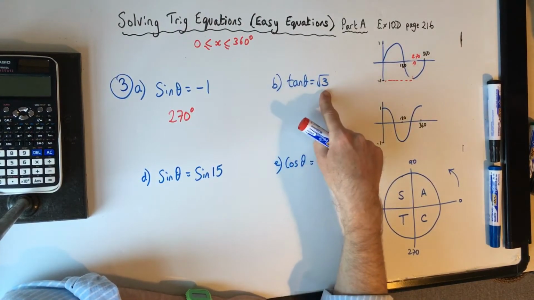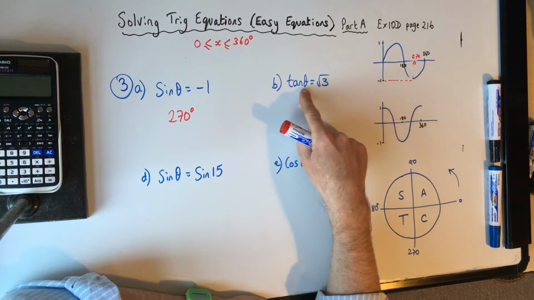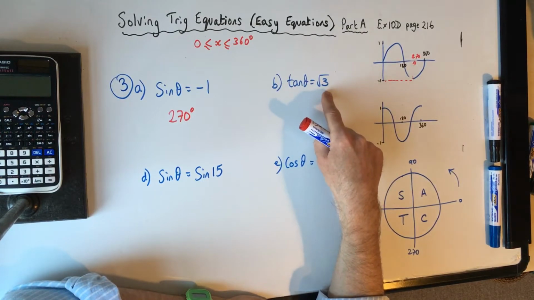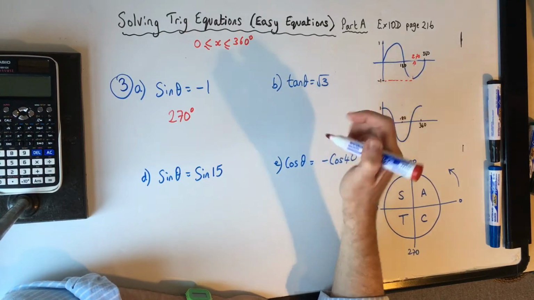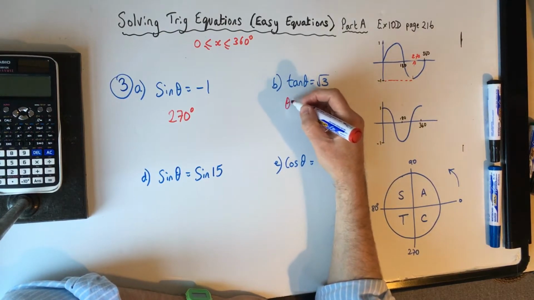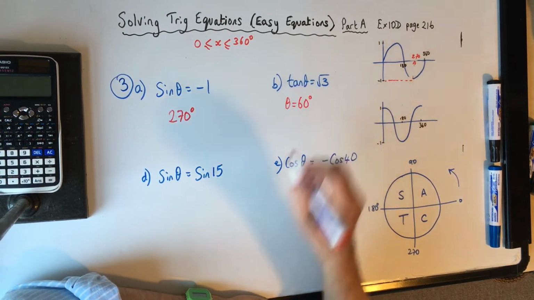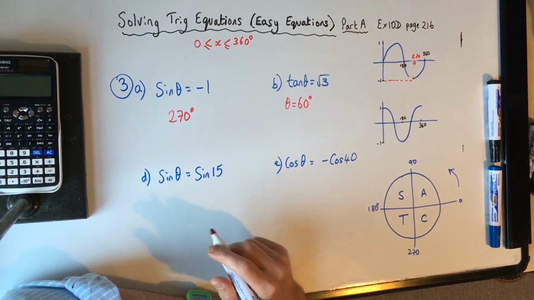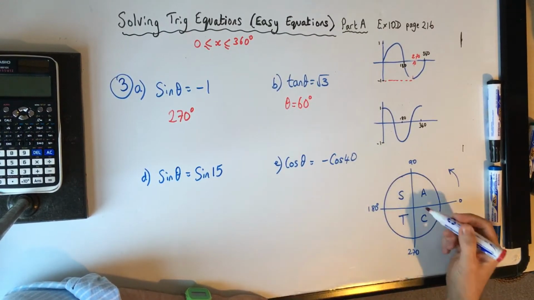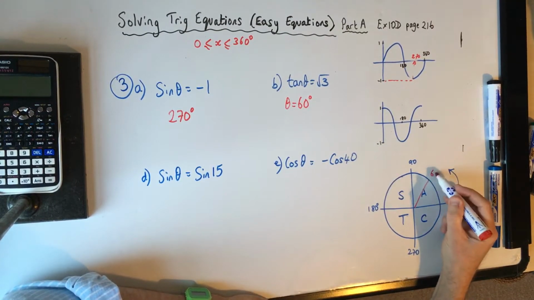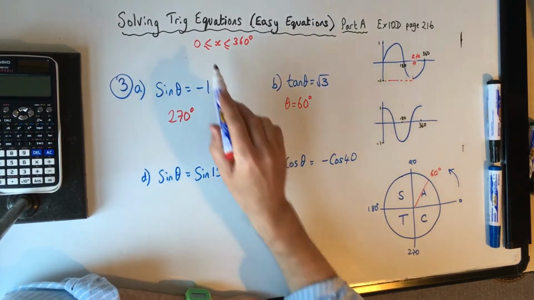Tan theta is equal to √3. If we inverse tan √3, you might remember this is one of those exact values. It's 60 degrees. So theta is equal to 60 degrees. But this time I am going to use the CAST wheel, and 60 degrees on our CAST wheel is there.